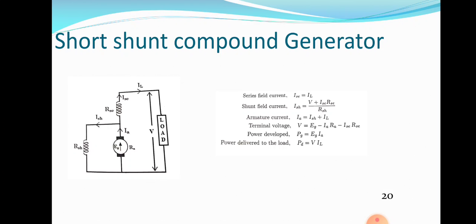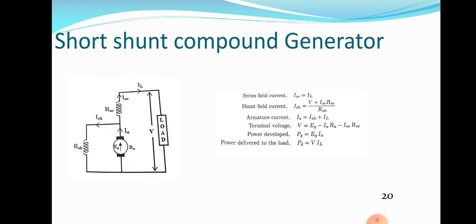So voltage available across the shunt field is equal to voltage available across the load plus voltage drop in the series field. Voltage drop in the series field is denoted as VSC. So V plus VSC is available across the shunt field, where VSC is equal to ISC into RSC. So ISH is equal to (V plus ISC into RSC) divided by RSH.